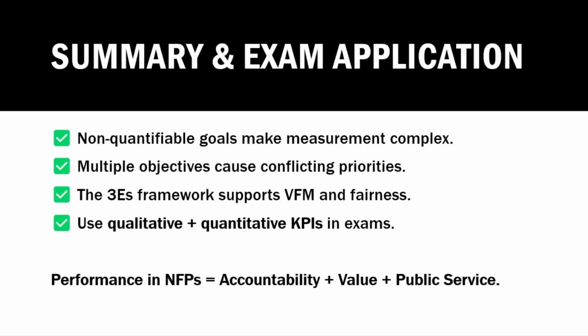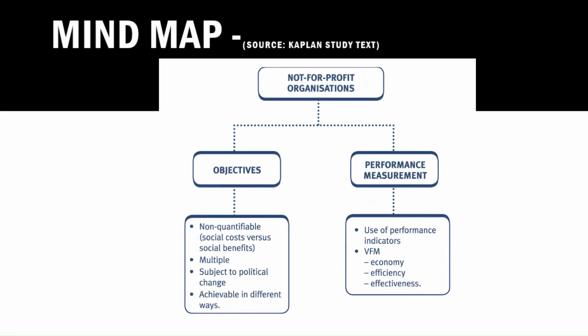Let's summarize the chapter. Not-for-profit organizations face problems measuring non-quantifiable and multiple objectives. They overcome these challenges using proxy measures, balanced scorecards, and other frameworks. Value for money is achieved when economy, efficiency, and effectiveness align to deliver public benefit. Performance in the public sector is not about profit, it's about accountability, fairness, and long-term improvement. Success means balancing cost control with service quality and real social impact.